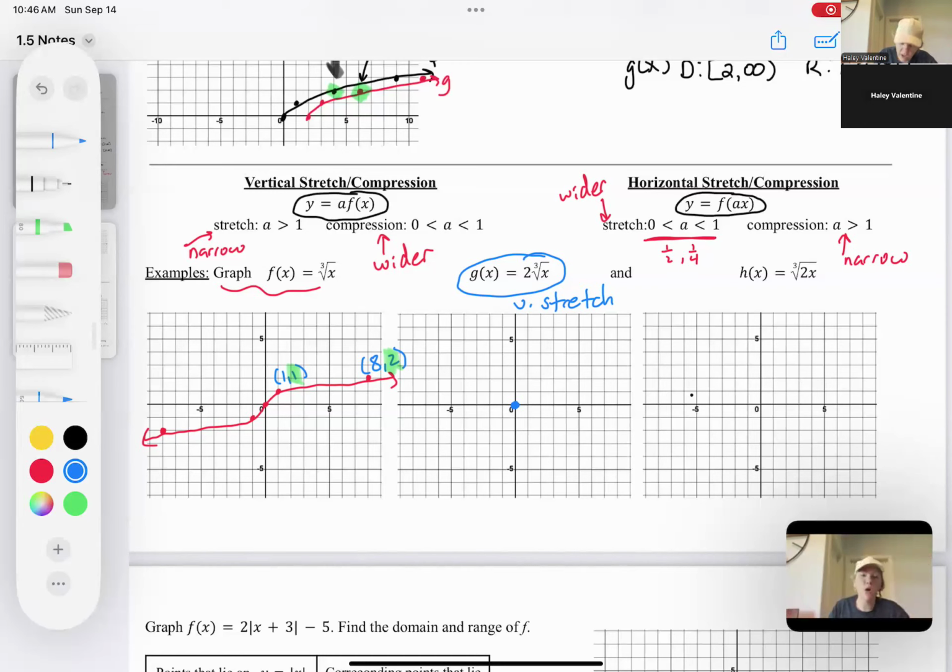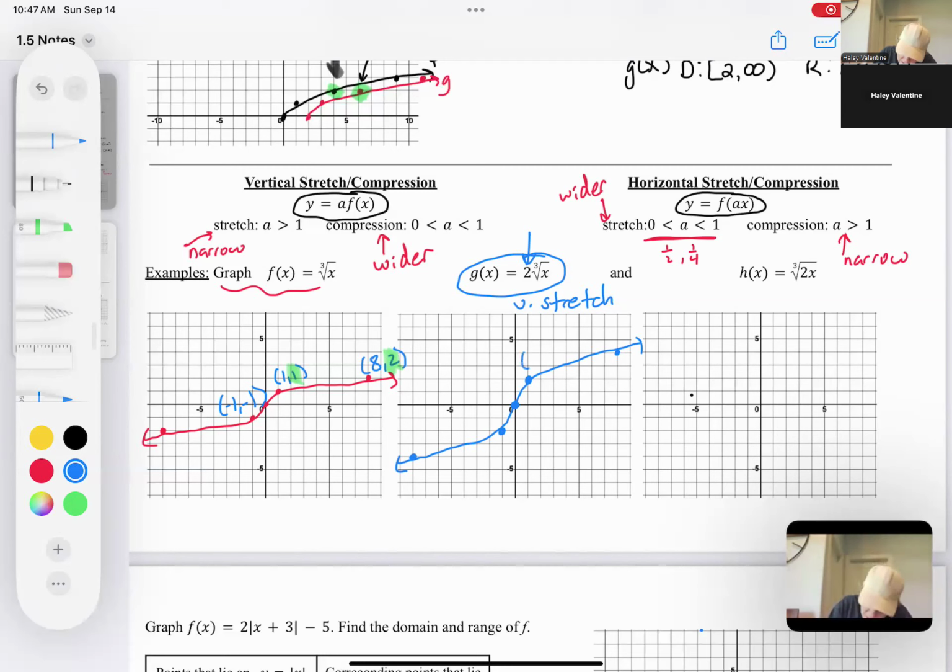But instead of (1, 1), it's going to be (1, 2). Instead of (8, 2), I'm doubling that y value. I'm multiplying it by 2 because this tells me to. 2 times 2 is 4, so it's going to be (8, 4). So recognize vertically stretching it makes it taller, specifically by a factor of 2. Over here, instead of (-1, -1), it's going to be (-1, -2). It's going to be (-8, -4). So it is just growing, technically, twice as quickly as that parent function did. And that's what the vertical stretch of 2 does.